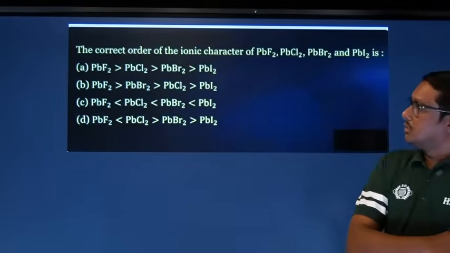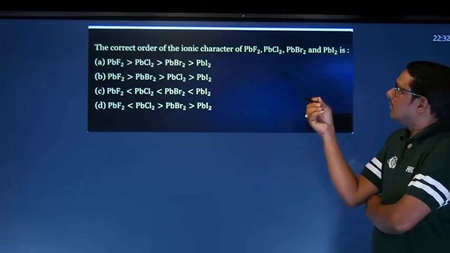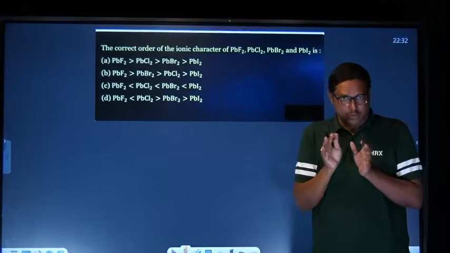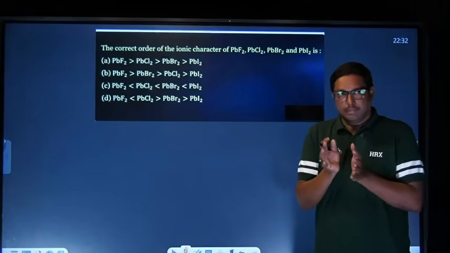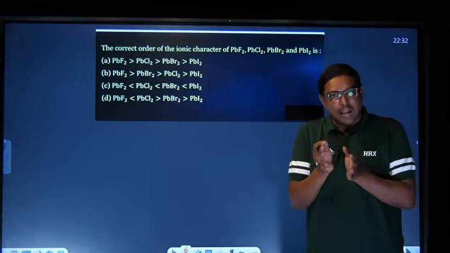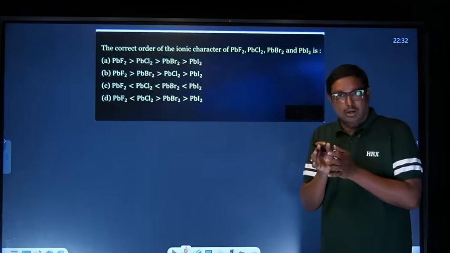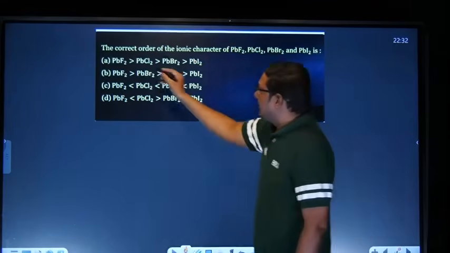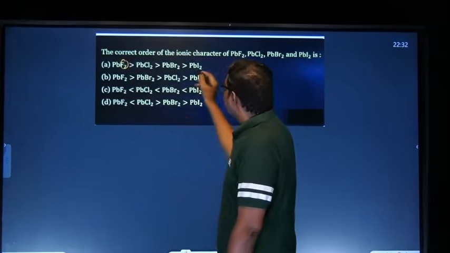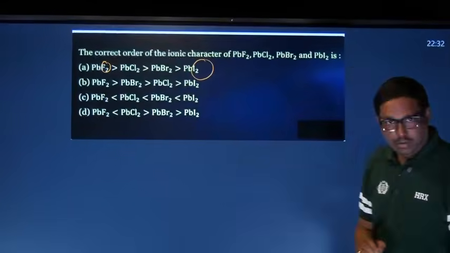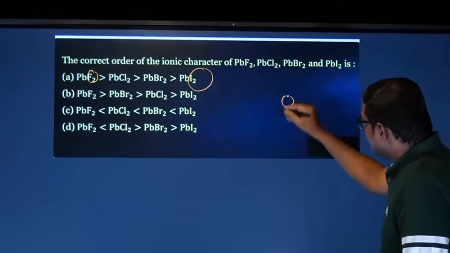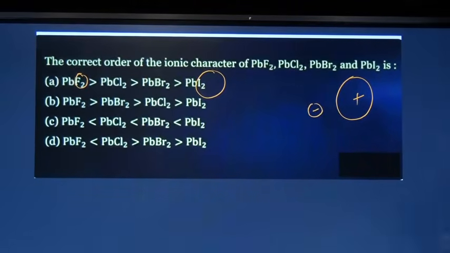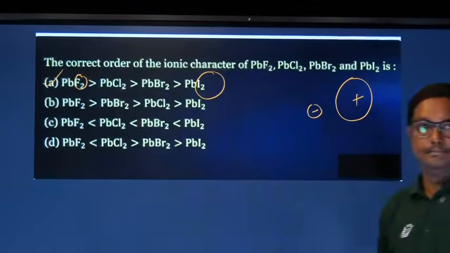Then next question: the correct order of ionic character of PbF2, PbCl2, PbBr2, PbI2 is. I'll give you a simple trick to answer this type of question. Whenever the size of the anion is very small, no doubt the compound will always form an ionic bond. If you see here, the size of fluorine is very small and the size of iodine is very large. So due to the small size of the anion, it will always form an ionic bond. So the correct option is the first option you can take.